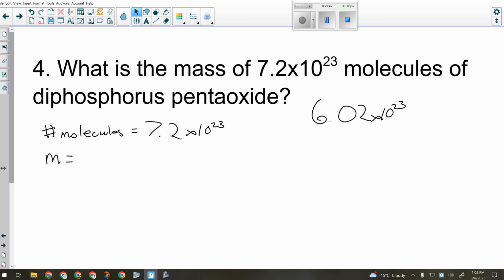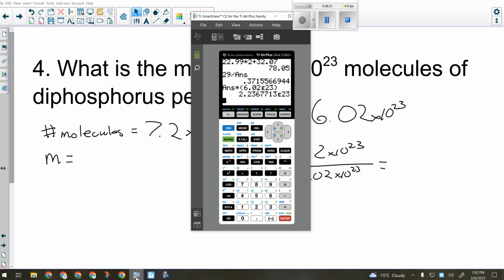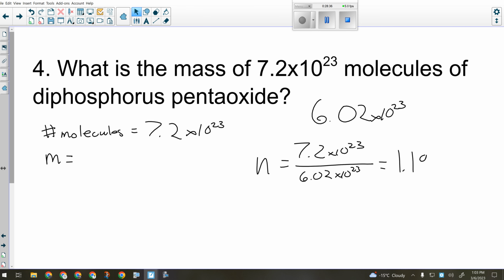So if I want to get the number of moles, what do I do with the 7.2 times 10 to the 23 and the 6.02 times 10 to the 23? I divide them, right? If I divide the number of molecules I have by the number of molecules in one mole, I'll be left with the number of moles, n. Okay, so that's my next step. I want to calculate n. It's going to be 7.2 times 10 to the 23 divided by 6.02 times 10 to the 23. Okay, and if you know your math, you know you can shortcut on this one. Because the exponents are the same, you don't have to put in the exponents. You can just go 7.2 divided by 6.02. Okay, so 1.196 moles.